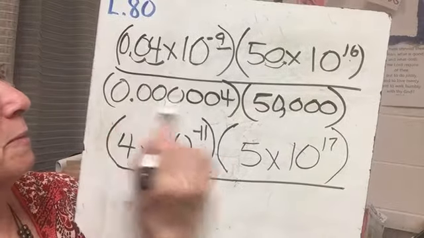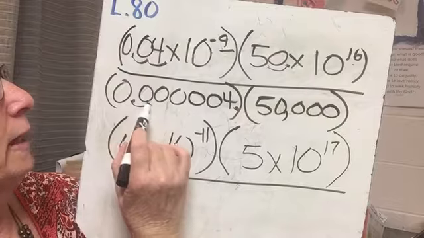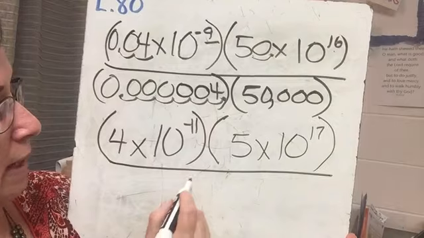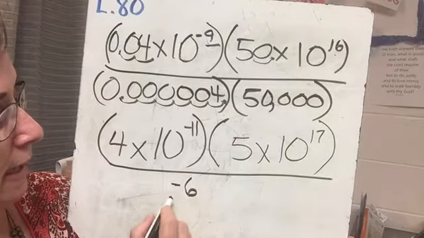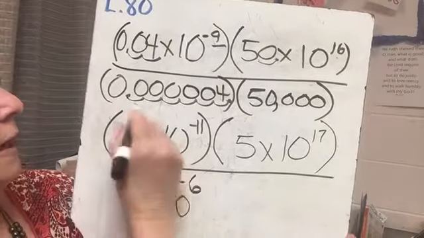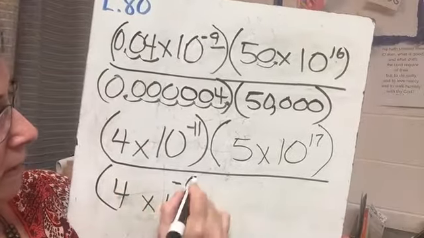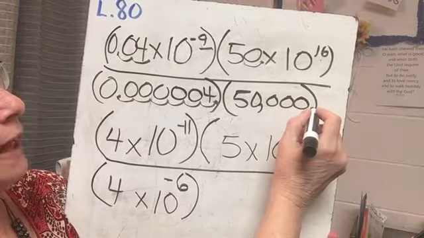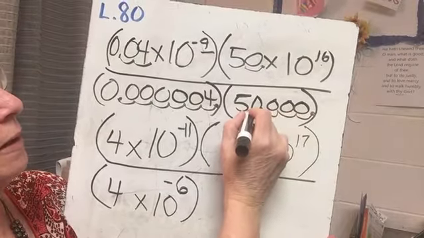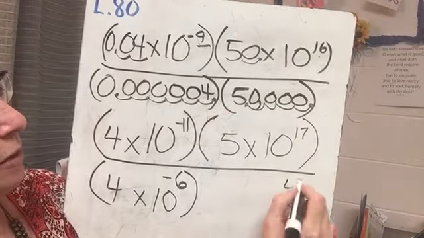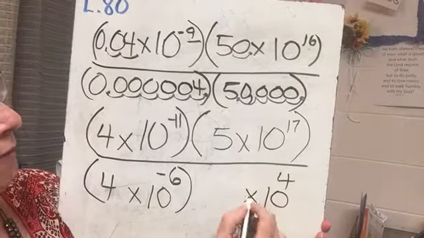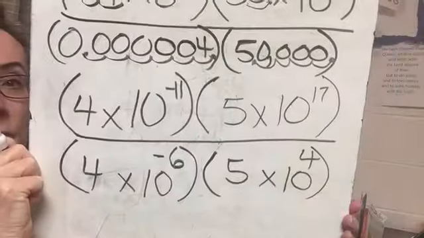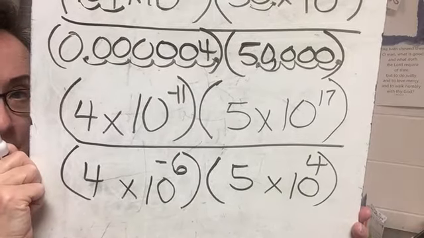Okay, so here's my decimal, but it needs to be right there. 1, 2, 3, 4, 5, 6. I moved 6 to the right. That means this one needs to go 6 to the left. And a 4 goes right here. And this is a big number, so I have to take the decimal and move left. 1, 2, 3, 4. I moved left 4, so my exponent needs to take it right 4, and I put the 5 right there. So I have everything in scientific notation.